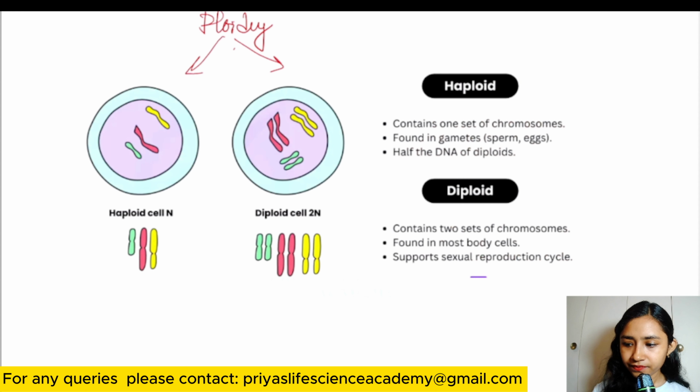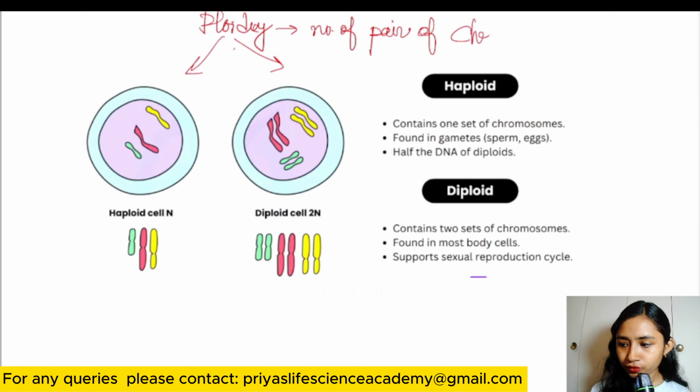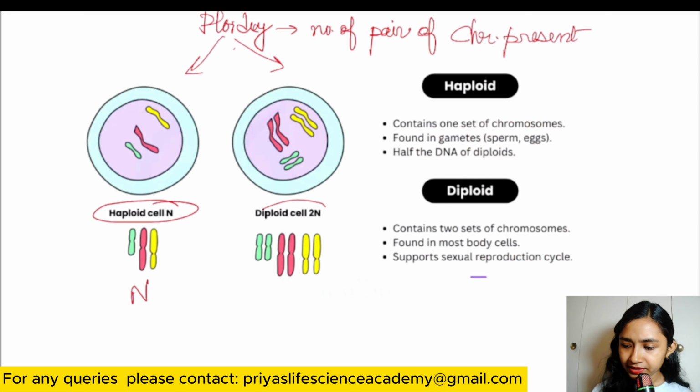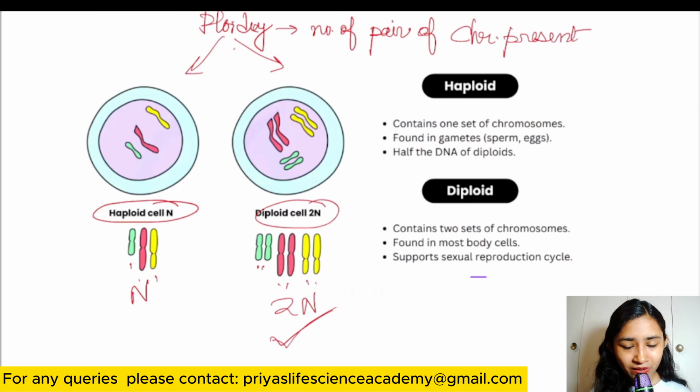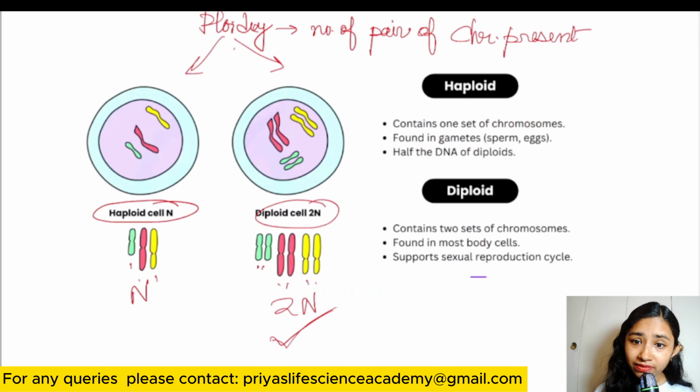Ploidy means the number of pairs of chromosomes present. Okay. Haploid cell, that is N, diploid cell 2N. So in this case, each gene is present in double dose. Each gene present in double dose means there is one pair of chromosomes. Okay, one pair means two. So in case of haploid, there is a single chromosome and a single gene copy. And in case of diploid, there is one pair of chromosomes.